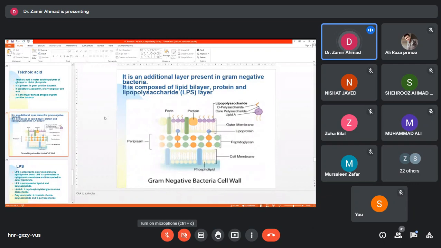While in the case of the gram-positive bacterial cell wall, it is mostly the peptidoglycan molecule which constitutes it, and that is the reason the gram-positive cell wall is more rigid as compared to the gram-negative bacterial cell wall.